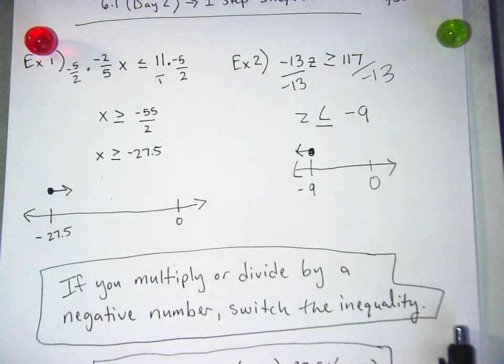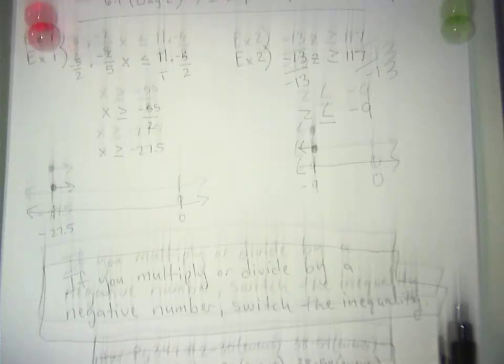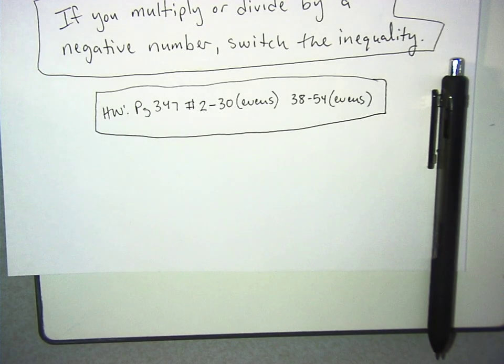Okay. So, I'm adding to the homework assignment. It was 2 through 30 evens, and now it's also 38 through 54 evens, and then you have the rest of the hour to work. Okay? And it is due tomorrow.